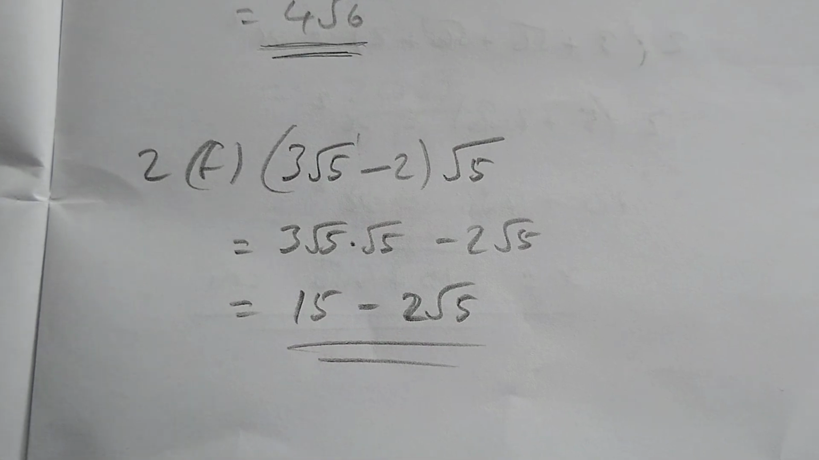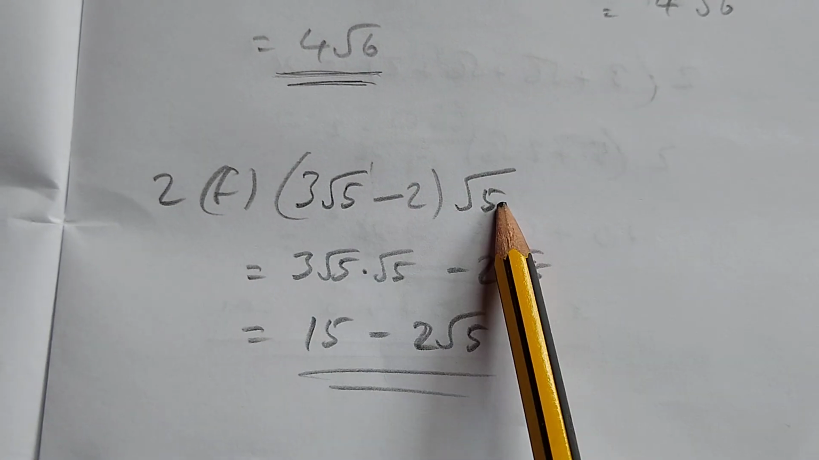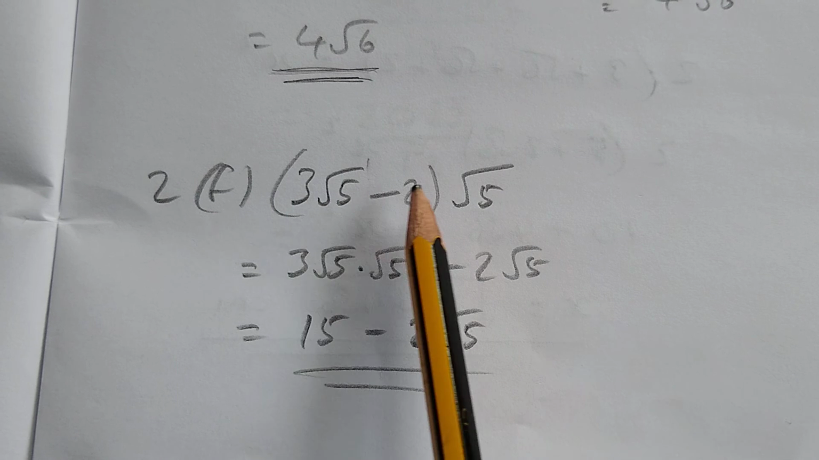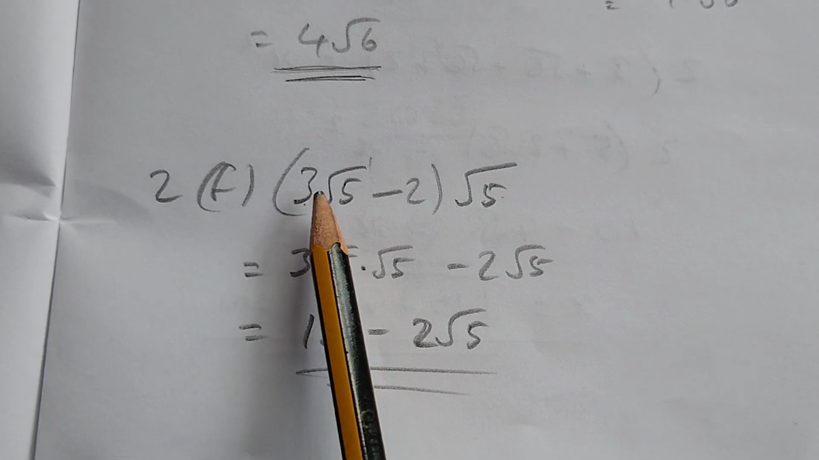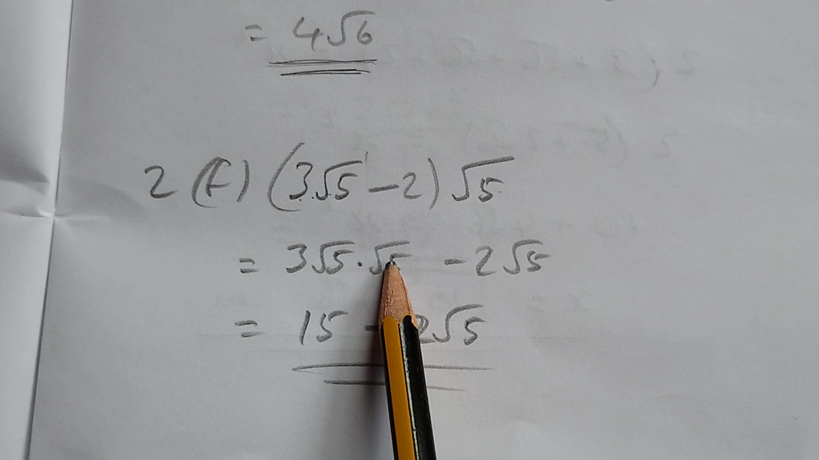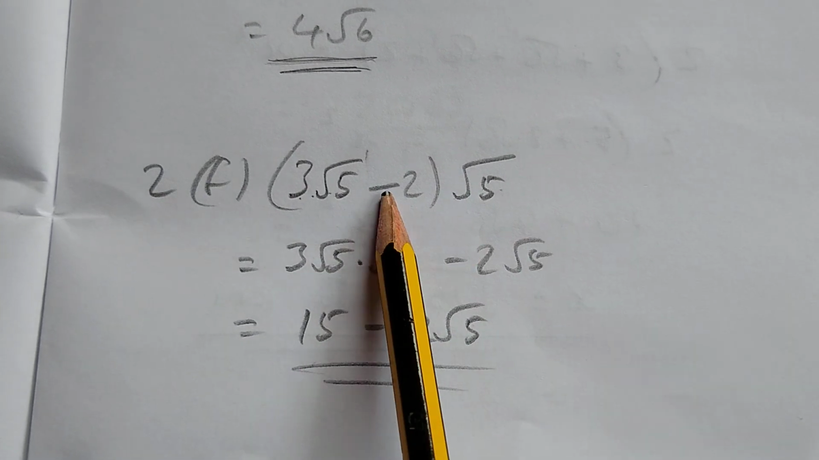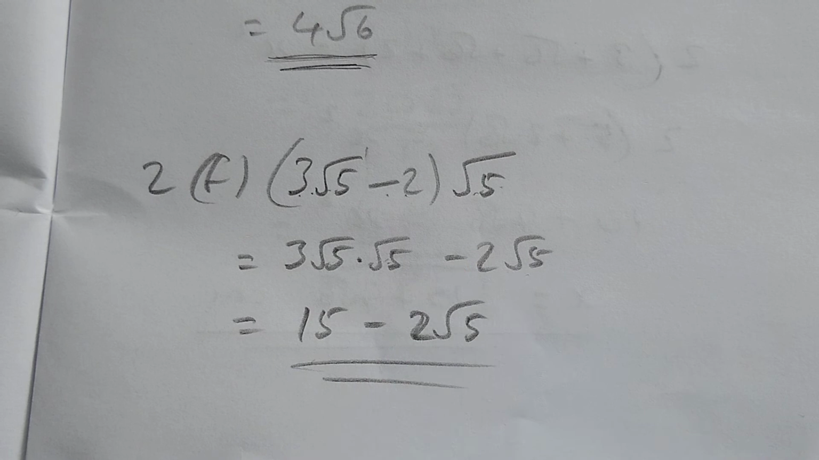Right, 2f, multiplying a bracket, so everything inside the bracket multiplied by root 5. So root 5 times root 5 is 5, so I've basically got 3 times 5, which is 15. And I've got minus 2 times root 5, so minus 2 root 5.